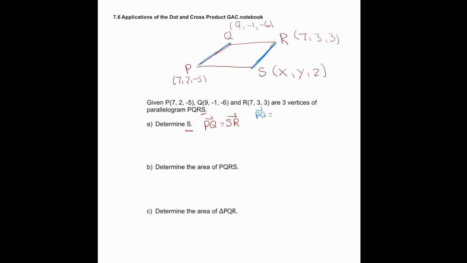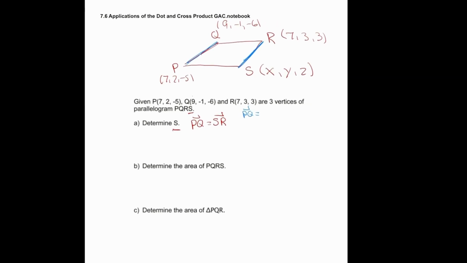Remember, I can take my x2 minus my x1, my y2 minus my y1, and get my new values. So if we do that, we end up with 9 minus 7 for my x value, -1 minus 2 for my y value, and -6 minus -5 for my z value. So that gives me the vector PQ of 2, -3, -1.